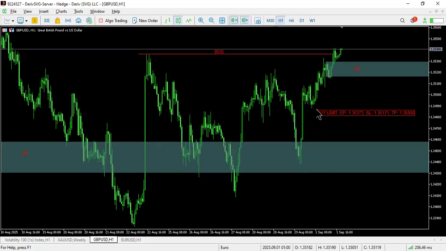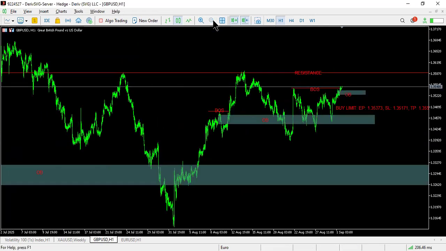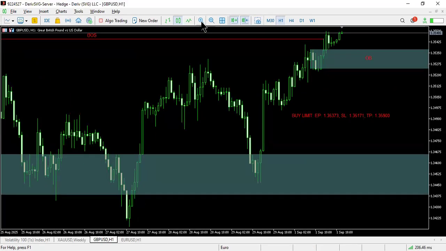So that is a buy limit you can place on GBP USD because we have broken a new high. Our order block is present. We're just waiting for price to come back and mitigate this order block. So those are the coordinates for the entry. You can place a buy limit on GBP USD.